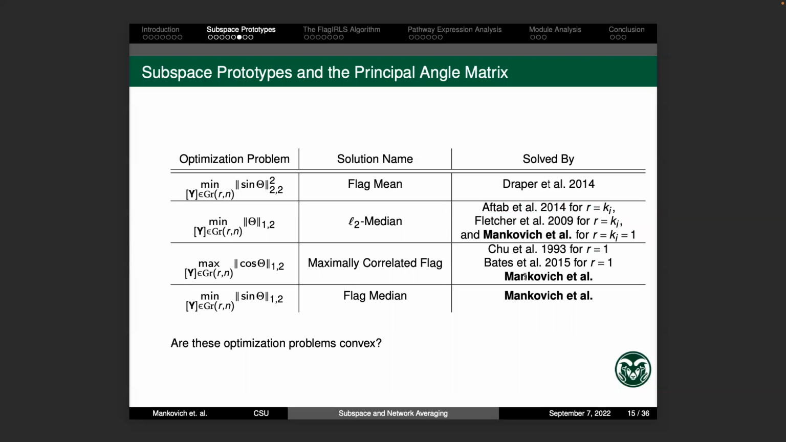So we have some questions with these optimization problems, right? First off the bat, whether or not we solve them, our question is, well, are they convex at all? Is there always a unique flag median of the collection of subspaces?